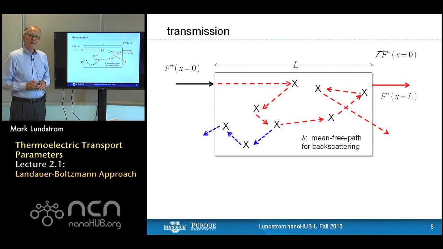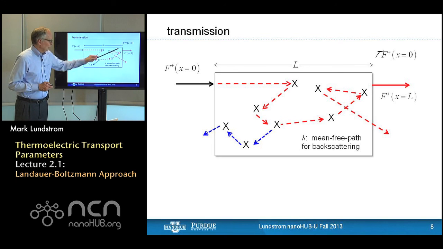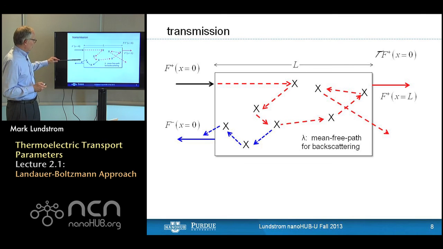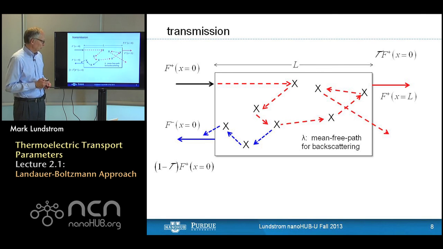Assuming that there's no recombination generation, then electrons don't disappear or appear magically. Particles are conserved. Those that don't leave from the right return and exit from the left. And we would call that a reflection coefficient, just 1 minus the transmission coefficient.